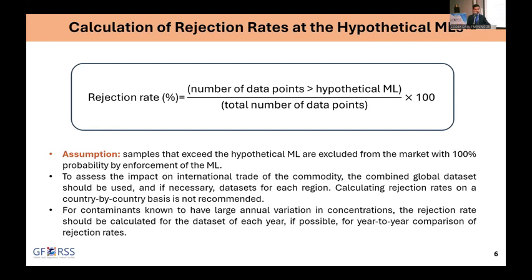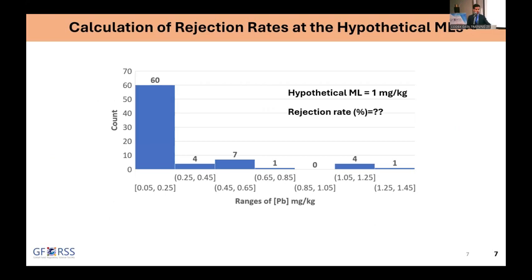For contaminants known to have large annual variation in concentration, the rejection rate should be calculated for the data set of each year. Same principle. The geographical consideration and the time consideration, and I can have some tests depending on particular countries or particular years.